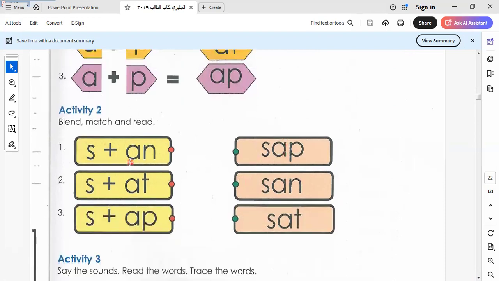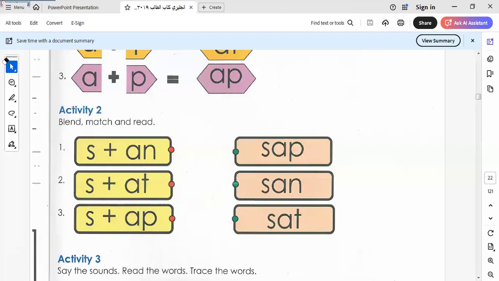Here we say S plus AN, it will be SAN. S plus AT, it will be SAT. Sorry, here we have matching. It will be here SAN, it will be here SAT. This is the words related to this part.